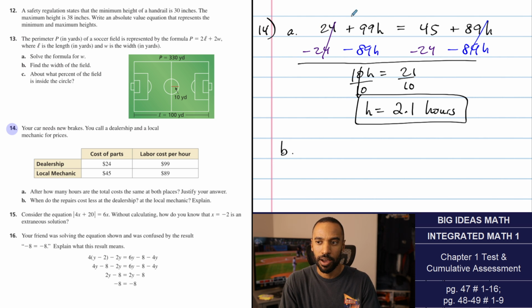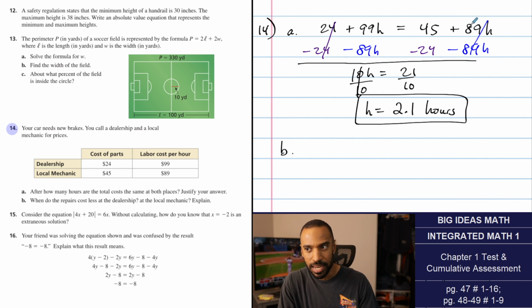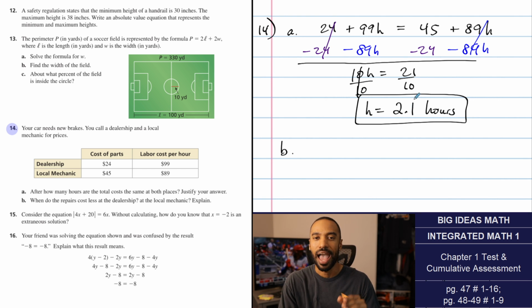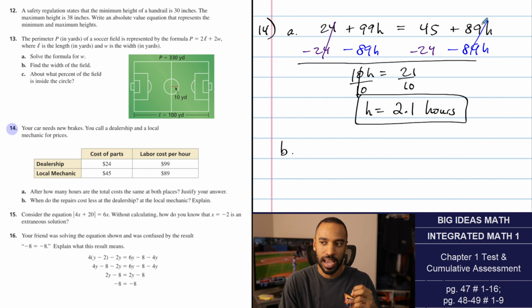It's $24 up front. After an hour, it's 24 plus 99, which is 123. Whereas this after an hour is 45 plus 89, which is 134. You spend more at the mechanic until you reach 2.1 hours, for which you spend the same amount. After 2.1 hours, the $89 per hour rate ends up lessening over time, right?